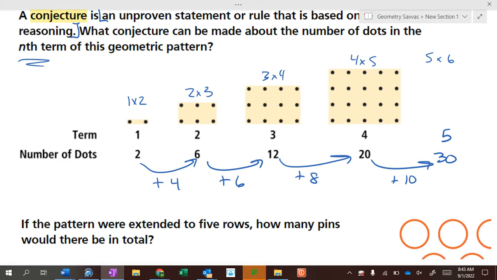How would we write this as an algebra formula? Because we add 4, add 6, add 2. So it's the previous term plus 2 more each time. So the term number is 2. That gives us 6. That's like 2n plus 2. But 2n plus 2 would not work for this. 2 times n plus 2. Nope.